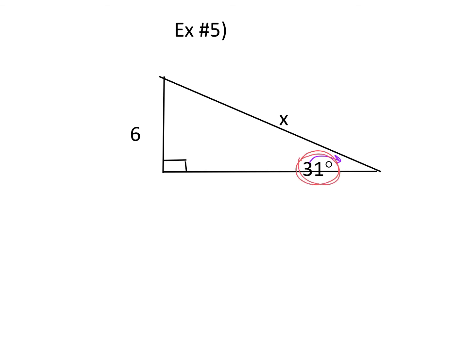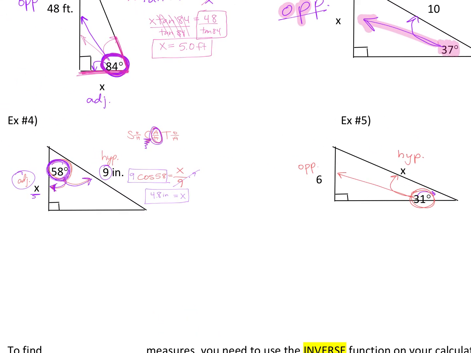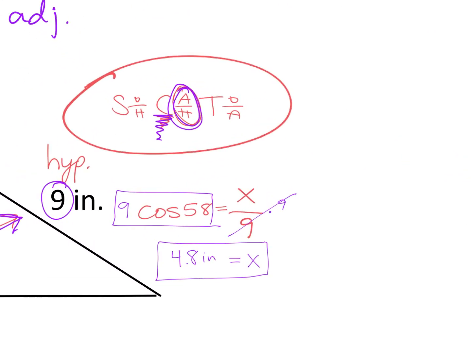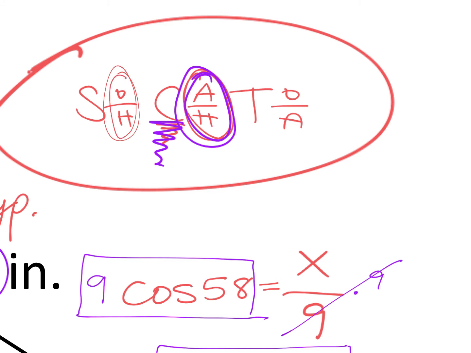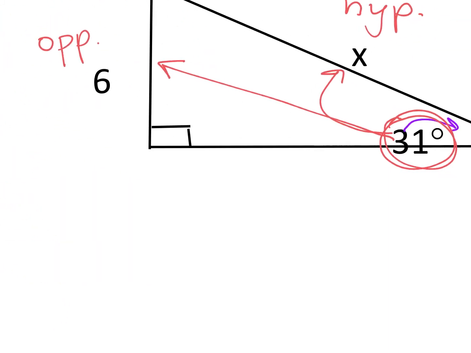So you start from the angle, okay? From this angle, this is what side? The 6. That's your opposite, okay? The x is your hypotenuse across from the 90. It's a funky 90, sorry. So with that, opposite and hypotenuse, if you look at SOHCAHTOA, opposite and hypotenuse happens with sine. That's the S. So we know we're using sine.